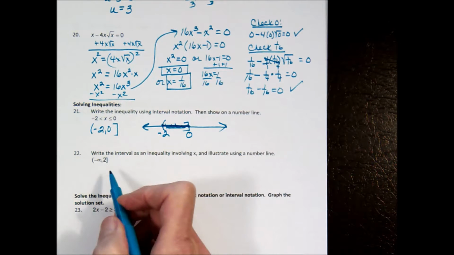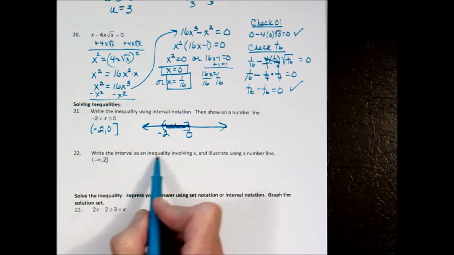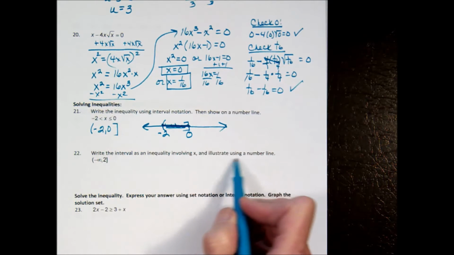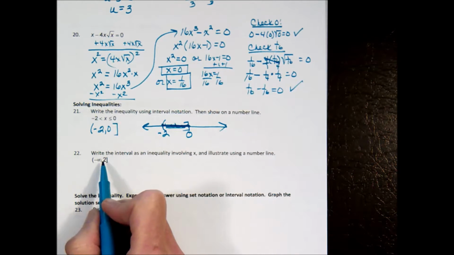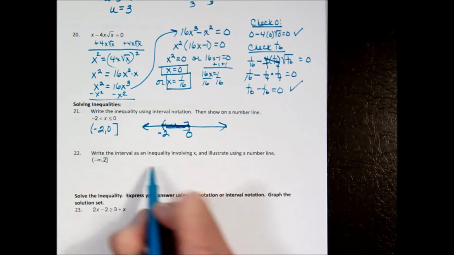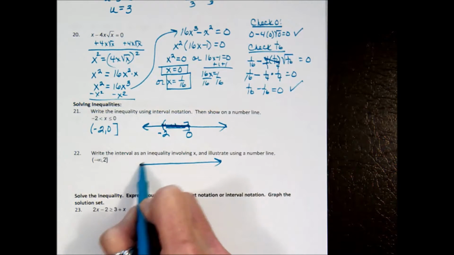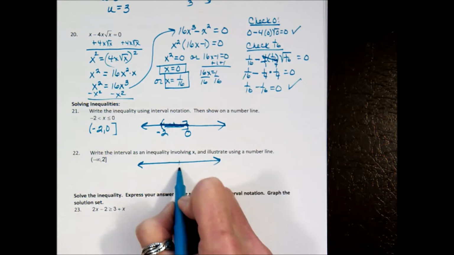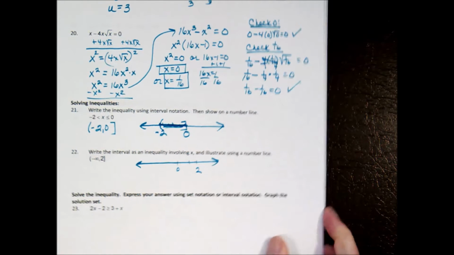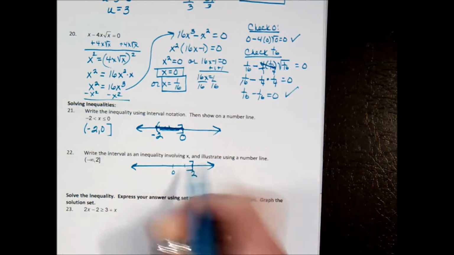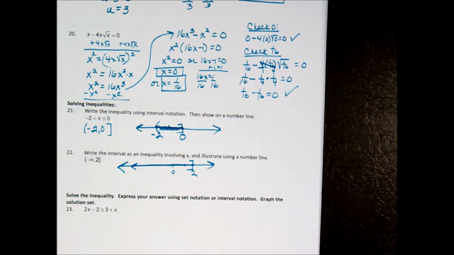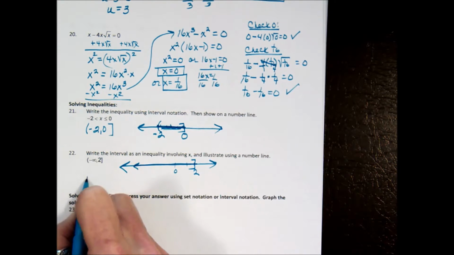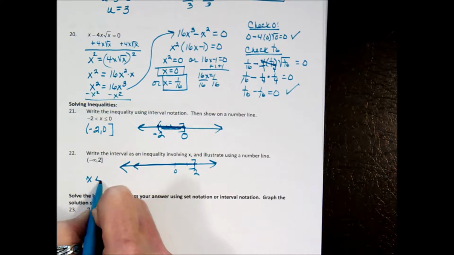Okay, write the interval as an inequality involving x and then illustrate using a number line. In this case, I think it's easier to do the number line and then to write the inequality. You may disagree, so I'm going to put this on a number line. If this is 0, 1, 2, there's my key number. It includes it, and where does it go down to? It goes down to -infinity. So what does that mean? It means that x is less than or equal to 2.